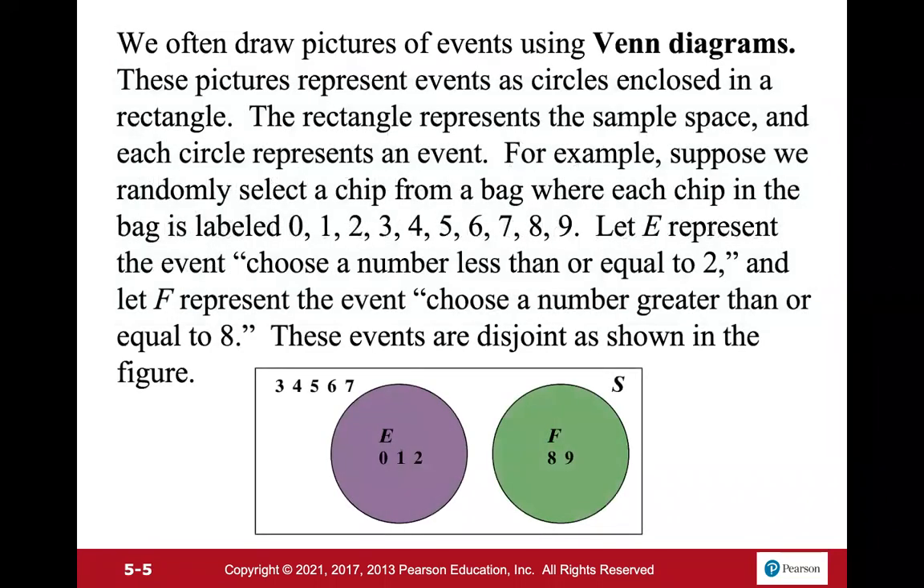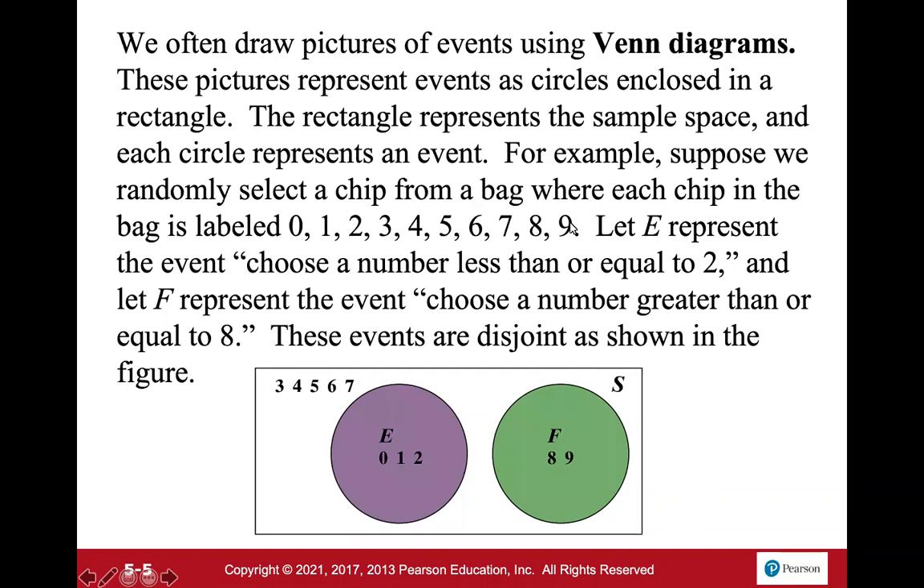So we often draw pictures of events using Venn diagrams. These pictures represent events as circles enclosed in a rectangle. The rectangle represents the sample space and each circle represents an event. For example, suppose we randomly select a chip from a bag. Each chip in the bag is labeled from 0 to 9.